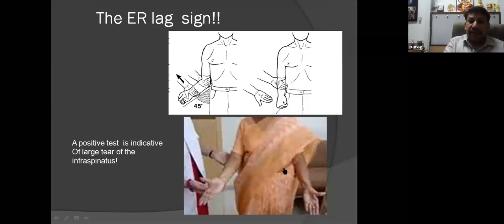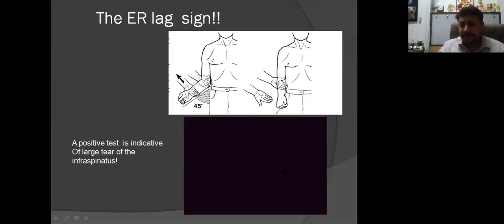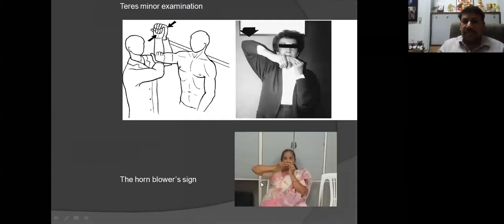Now this is another test. It is called the external rotation lag sign. When this test is positive, you can be sure that there is a large cuff tear which involves the entire infraspinatus. So I'm going to see if this video runs here. Okay, I have another video. We'll see there. Okay. Now this is the examination for teres minor.